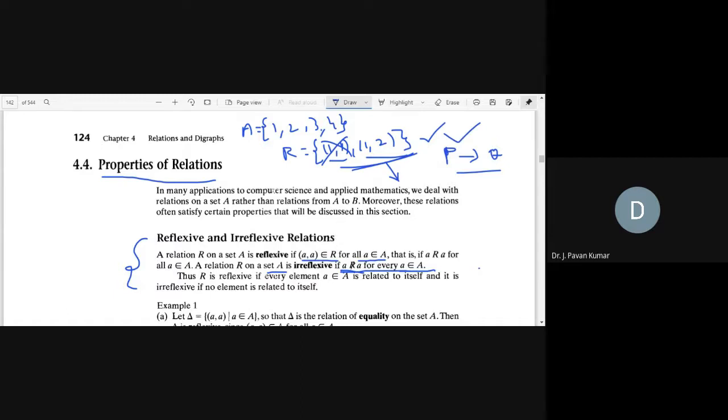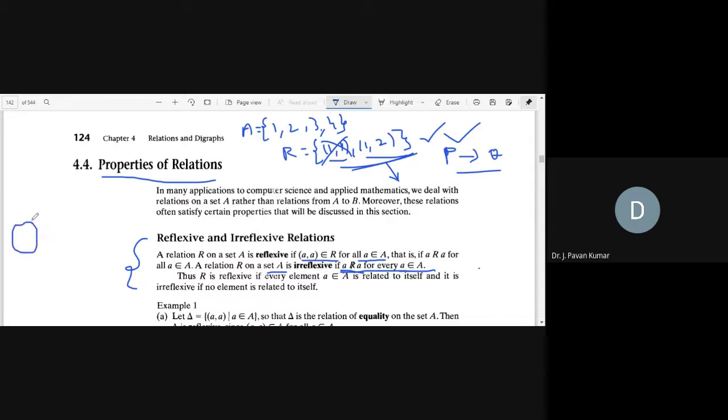So totally, what we can conclude is some relations can be reflexive, some relations can be irreflexive, some relations can be not reflexive, some relations can be not irreflexive, and some relations can be both not reflexive and not irreflexive as well. Got my point? Yes, sir. This set we can consider as reflexive.